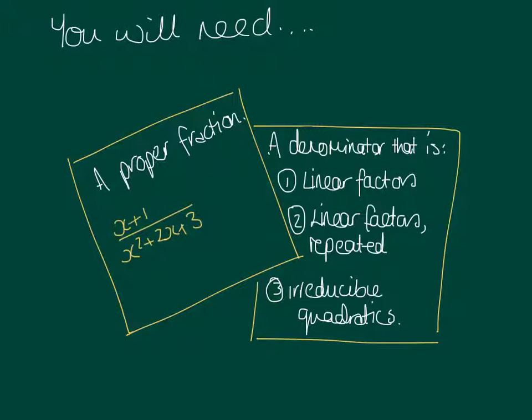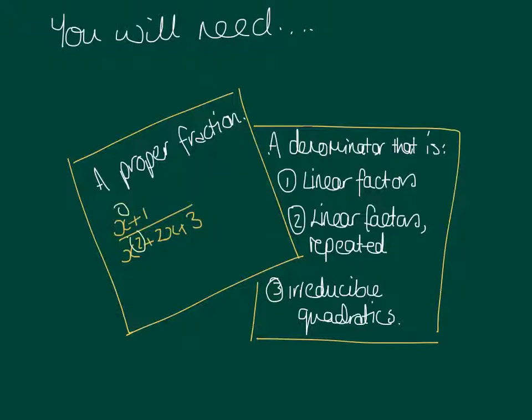So, as long as the degree, which is the highest power of x there, is smaller on the numerator, you can do partial fractions. Once you have established that you have a proper fraction, the next thing you need to establish is what type of denominator you have, because that will determine what you do.